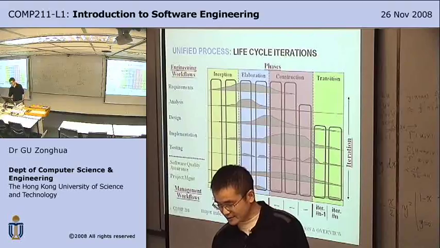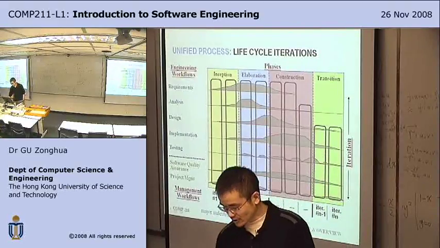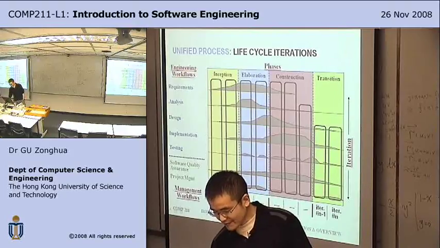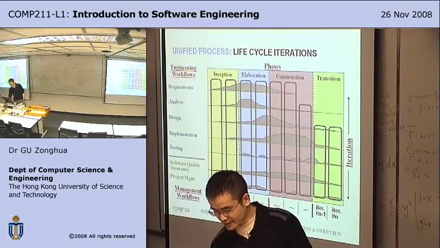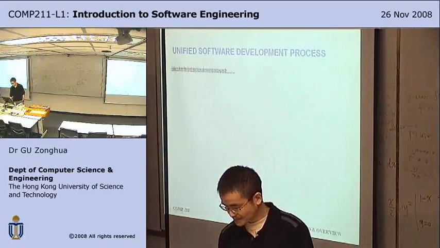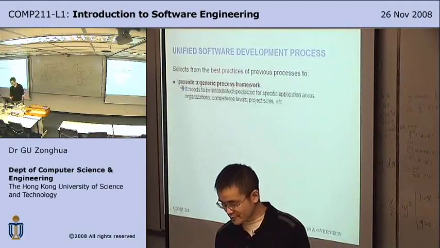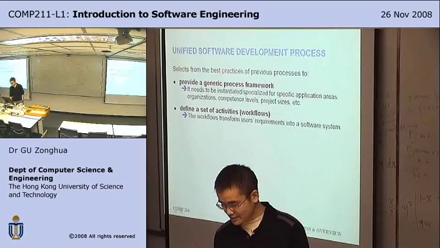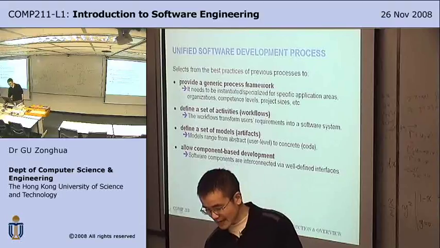So from iteration to iteration, you have increments. And at the end of each phase, you have a major milestone with the heavy bar. So it selects from the best practices of previous processes and defines a set of workflows, activities, and artifacts, models.